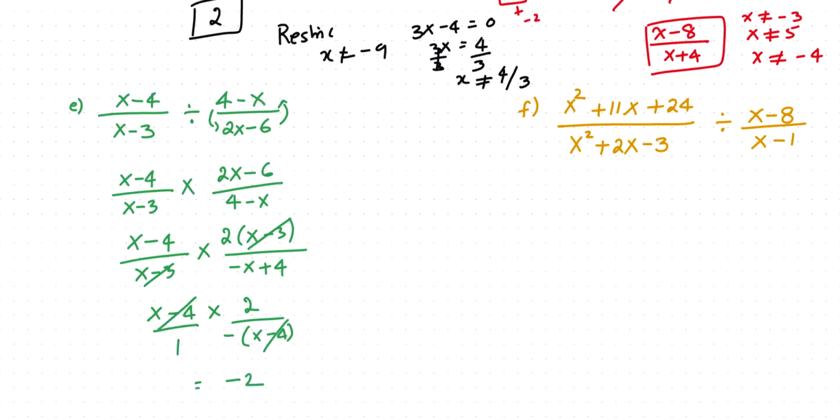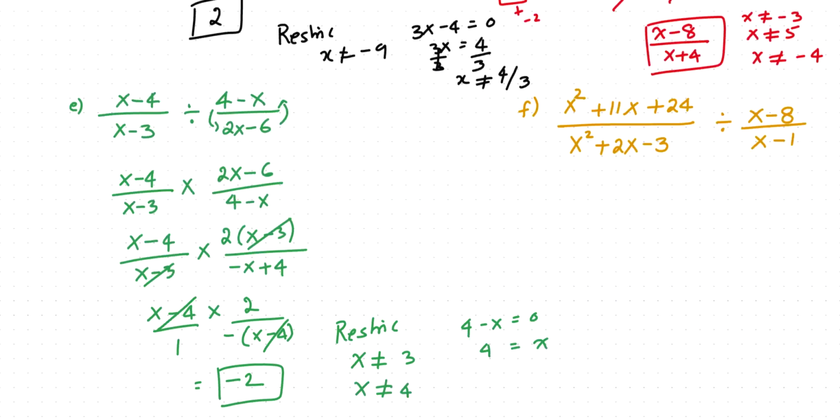Now the restrictions. For all the denominators we solve for x. So here x minus 3, so x should not be equal to +3. And here 4 minus x, so x equals... 4 equals x. So x equals 4. If we put 4 here, 4 minus 4 becomes 0. So x should not be equal to 4.